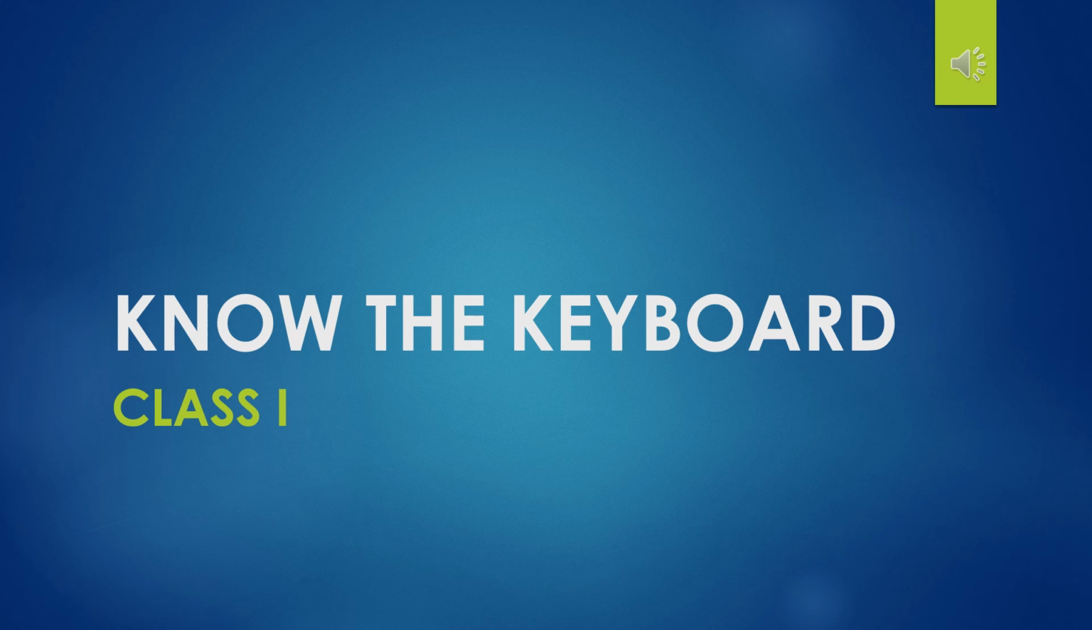I hope you remember what we have learned in the last few classes. We learnt about the different parts of a computer. So there are four main parts. We have the monitor, the mouse, the keyboard and the CPU.